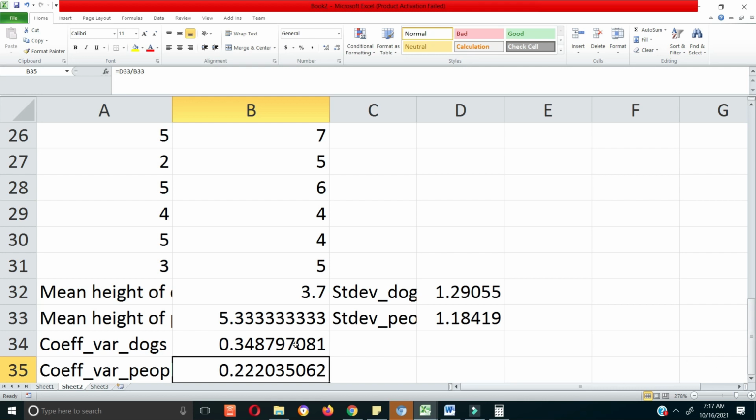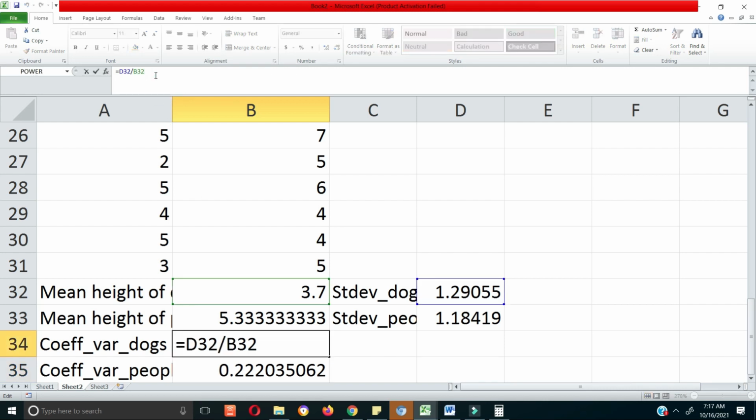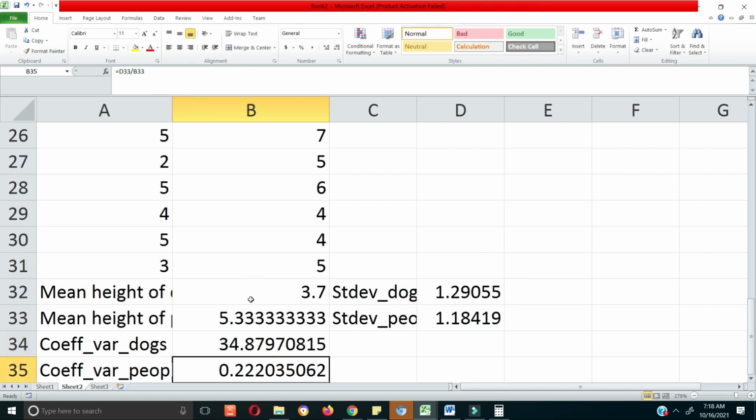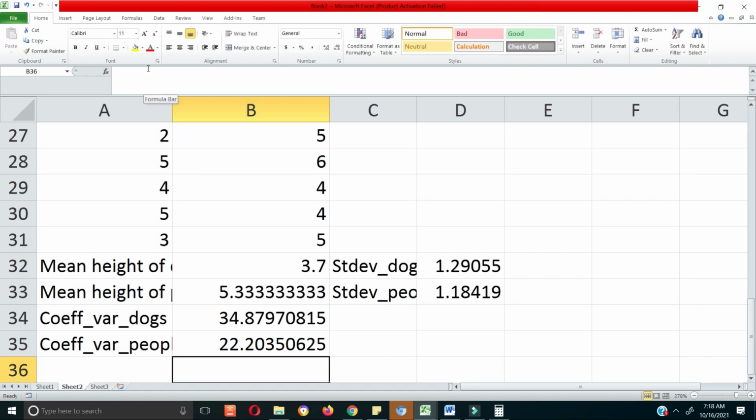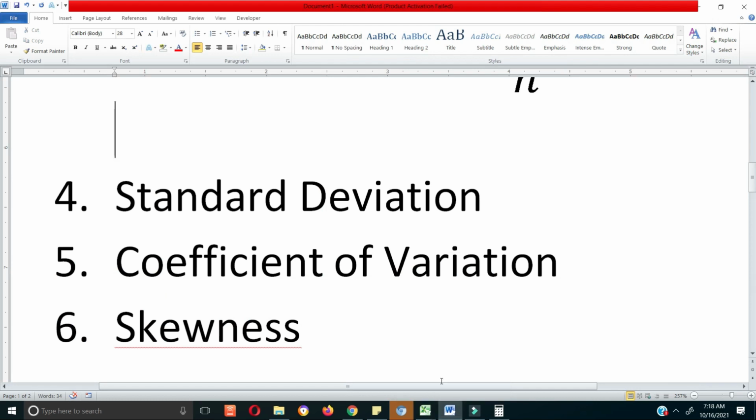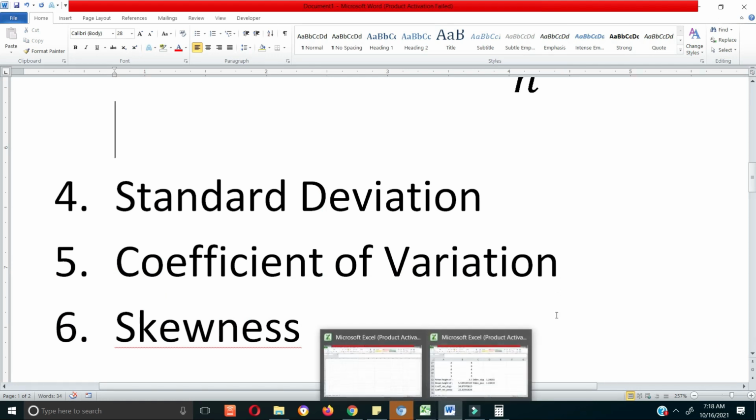Actually, I forget, we have to multiply this by 100. It is given in terms of percentages. So a lot of the time you can have a higher variance between different units simply because one range is way higher. And if you want to correct for that effect, then you use the coefficient of variance.